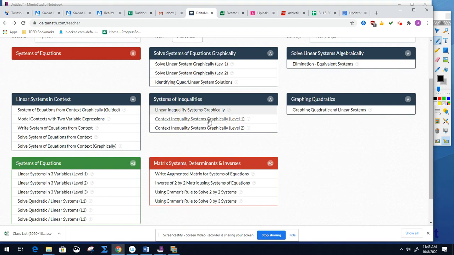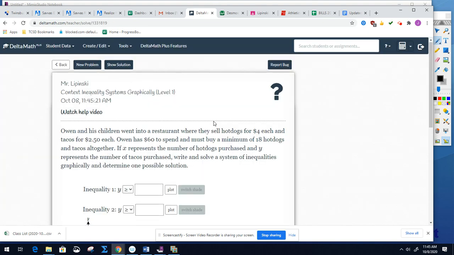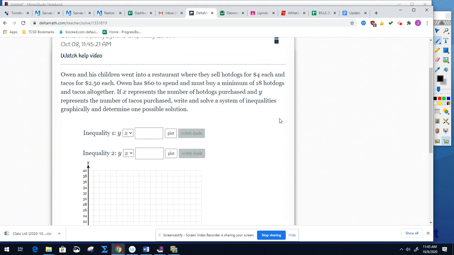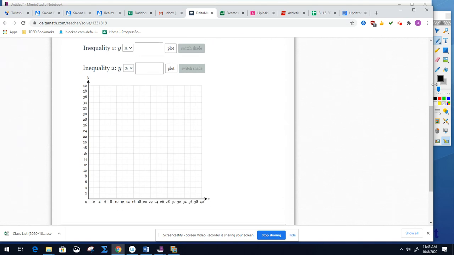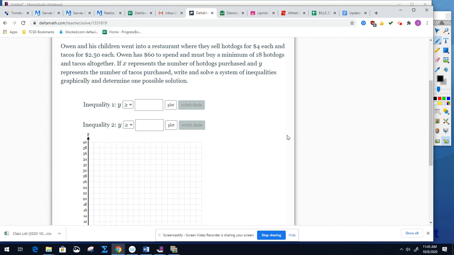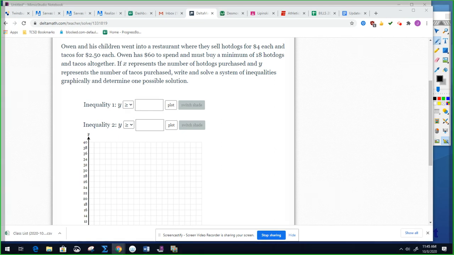I want to look at a couple of these. So context inequality systems graphically. These problems I think can be a little bit challenging because we have to be able to set them up. Okay, so I'm going to go through this problem with you, and then I'm going to go down to the graph. So as I'm doing this problem, make sure that you're writing stuff down, because once I click a button, it's going to disappear. So you can pause the screen or whatnot.